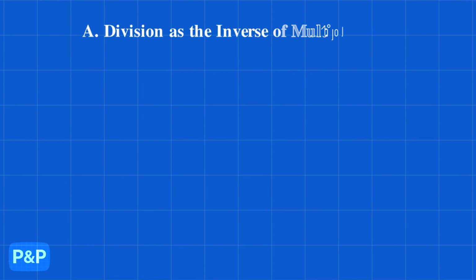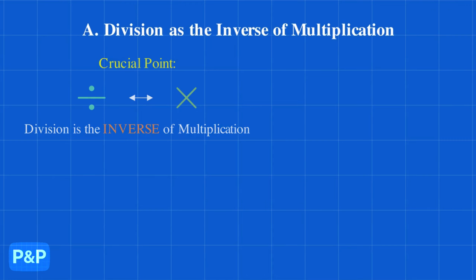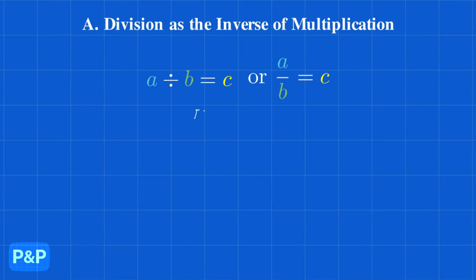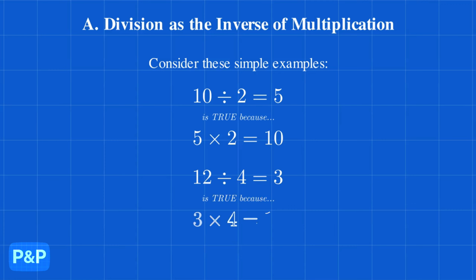The most crucial understanding of division is its relationship with multiplication. Division is the inverse, or opposite, operation of multiplication. This means that if a division statement A divided by B equals C is true, then it must also be true that the quotient C multiplied by the divisor B equals the dividend A. That is, C times B equals A. Consider these simple examples. 10 divided by 2 equals 5 is true because 5 times 2 equals 10. Similarly, 12 divided by 4 equals 3 is true because 3 times 4 equals 12.